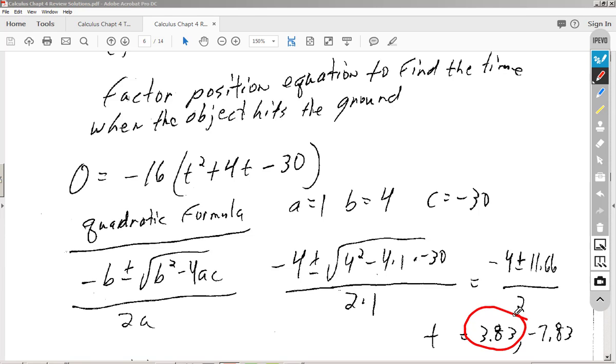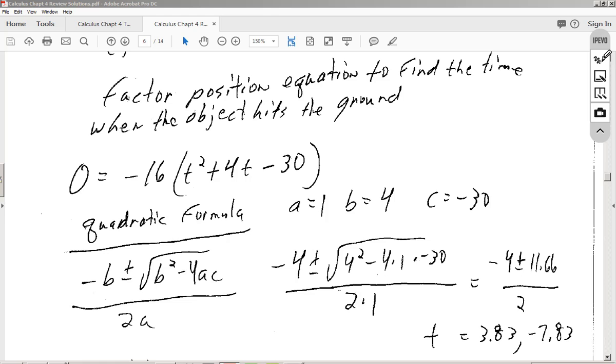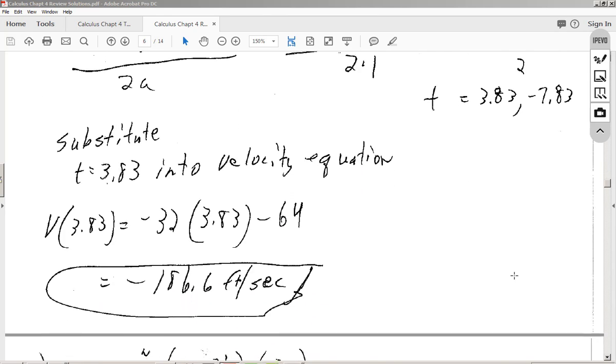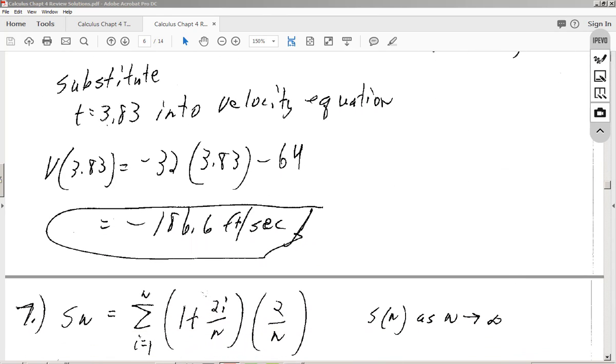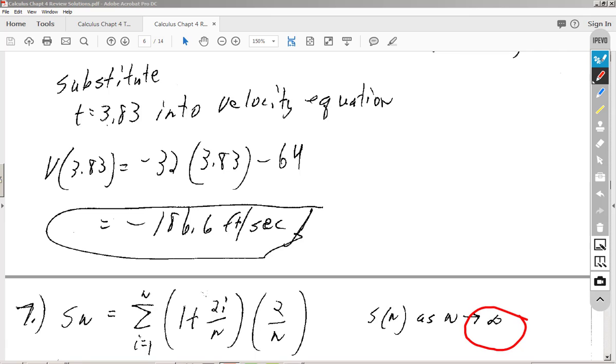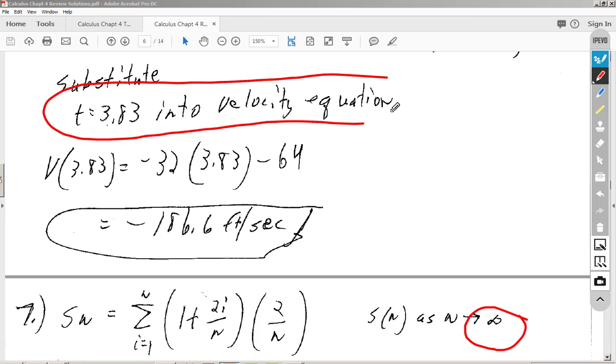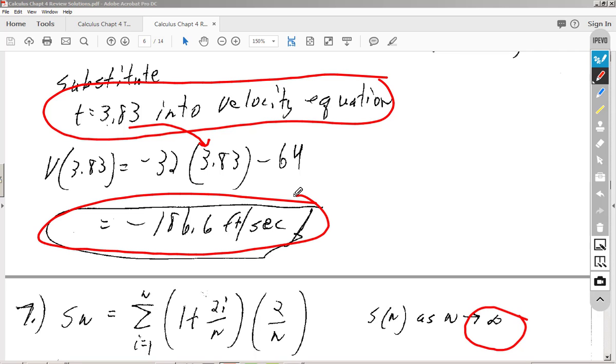So now that I know that, I just go back to my equation. I'm going to substitute in that 3.83 into the velocity equation. So here's my velocity equation. I got negative 32 times 3.83 minus 64. Put that into your calculator, and you'll get that velocity of negative 186.6 feet per second.